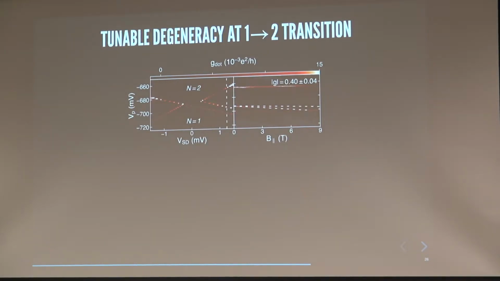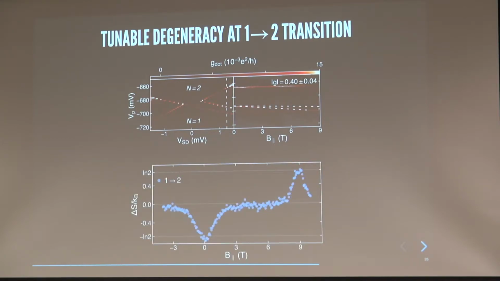We can look at the 1 to 2 electron transition. Now this is going from a state with 1 electron that has a varying entropy to a 2 electron state which has a very different entropy. The singlet state has 0 entropy, but when you get a singlet-triplet transition, you bring entropy back. That's what you see here as a function of in-plane magnetic field.